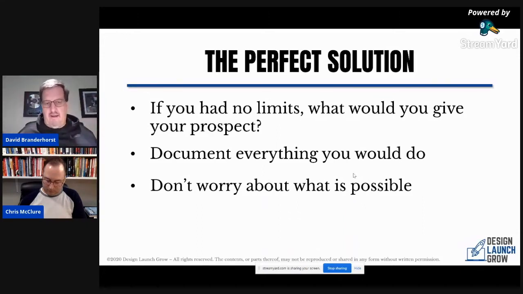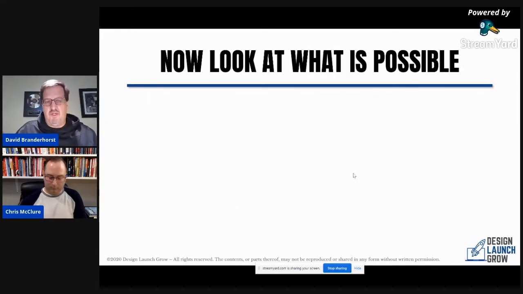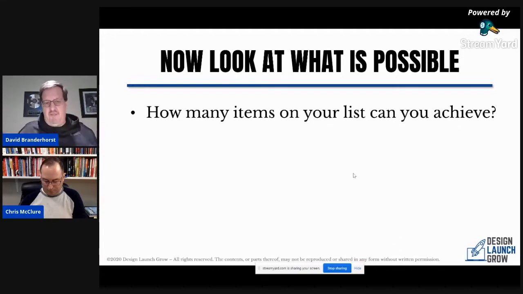In a perfect world with no limits, how could I create an answer and a solution for them? And then just consider, this is what's going to guarantee their success. This is what I know is going to get them the result that they're after. Then once you have all that laid out in the blue sky perspective, think about looking out now. Okay, now what's possible? Look at the items you put on your list and say, how many of these items, I know I could do this, I know I could do that. These are all items I know for a fact that I can deliver on right now. I know I could do all those.